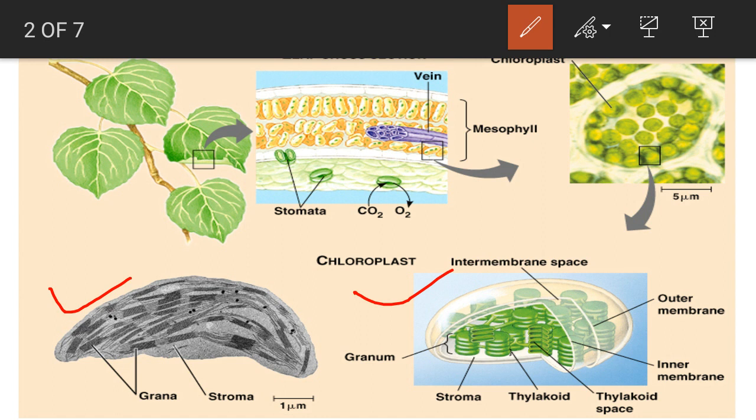This green color stack is called grana or thylakoids, and the liquid phase of the chloroplast is called stroma. Chloroplast is a double membrane bound organelle which consists of an outer membrane and an inner membrane.